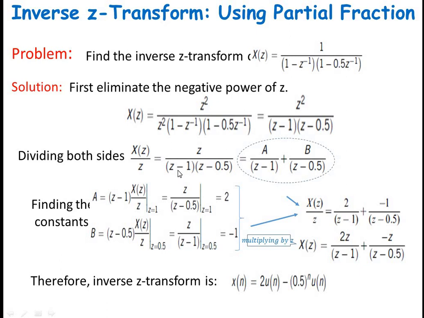So the power is 2. Here the power is 1. So we have to check the powers of the given value after bringing that to the X of z by z term. So after bringing it into this format, we have to check for the power. So here we are having a higher power in the denominator, so there is no need to do any long division method. So we can directly proceed by using the partial fraction method in order to get x of n.